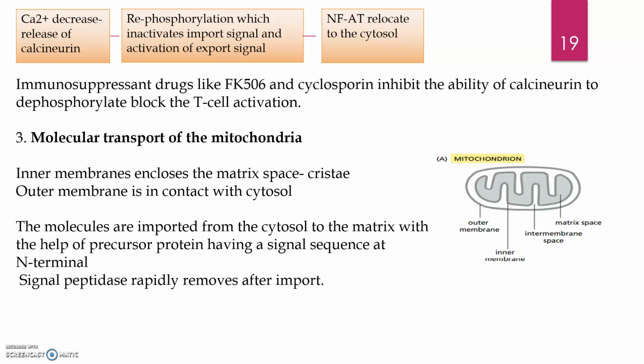Next will be the molecular transport of the mitochondria. The mitochondria consist of the inner and the outer membrane and the intermembrane space. The inner membrane encloses the matrix space, that is the cristae, and the outer membrane is in contact with the cytosol. And the protein molecules are transported from the cytosol into the matrix with the help of a precursor protein which has the signal sequence at the N terminal.